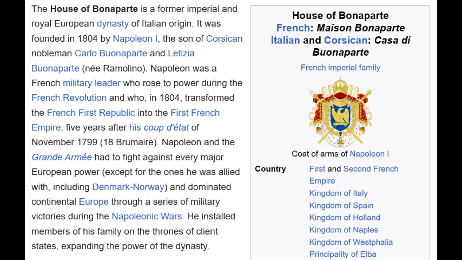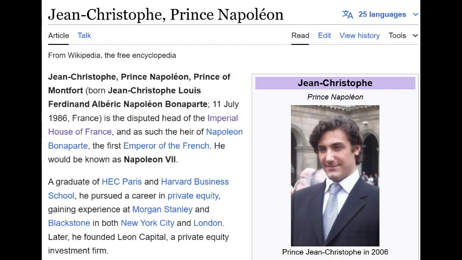Now, in addition, we notice that the heirs of Napoleon, essentially speaking, include all royalty throughout Europe. That's no accident. And this, just like the other examples, are frauds. These heirs of Bonaparte, just like those of Lafayette, were never real. So here's the alleged main heir of Bonaparte, Jean-Christophe, Prince Napoleon, Prince of Montfort, or Jean-Christophe Louis Ferdinand Albert Napoleon Bonaparte. Oh, isn't that nice?